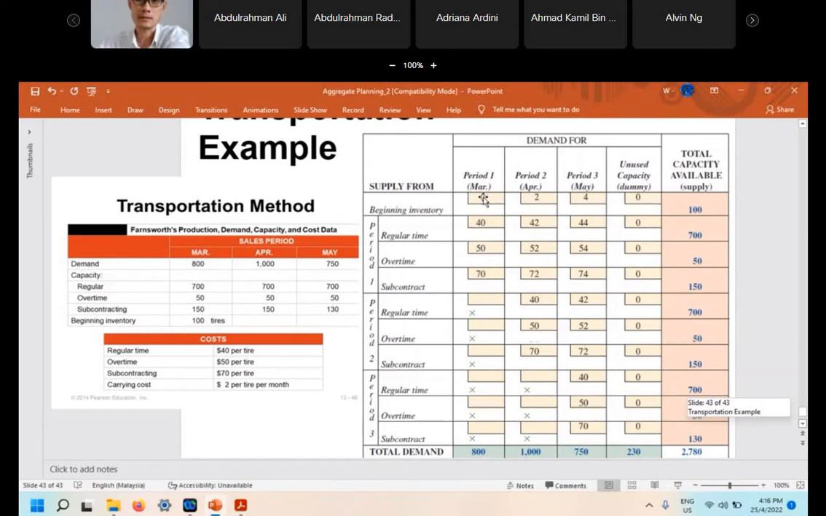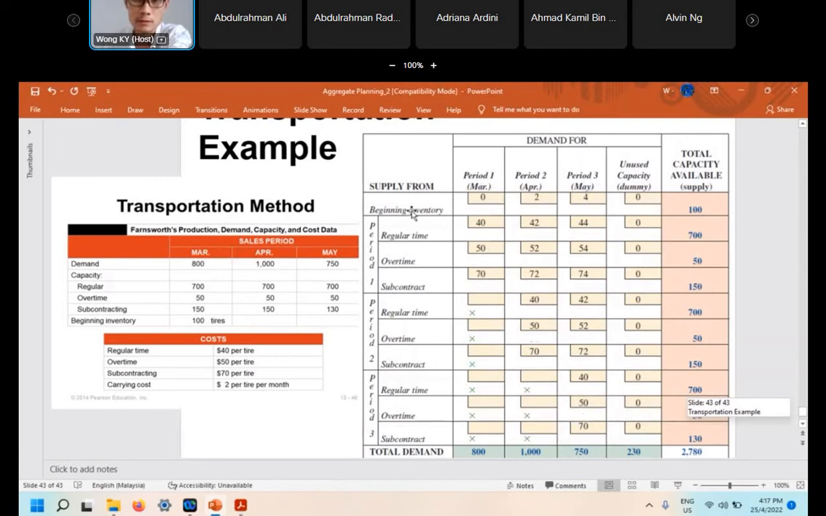Okay, now the columns in this table correspond to the demand. So for example, demand for period 1 is 800. As you can see, I copy and paste this data over here. Demand for March is 800, demand for April is 1000, demand for May is 750. So each column represents the demand for each period.